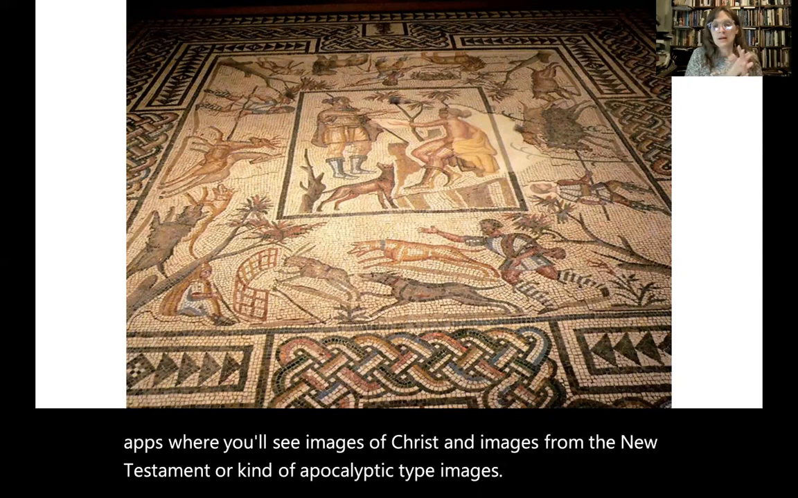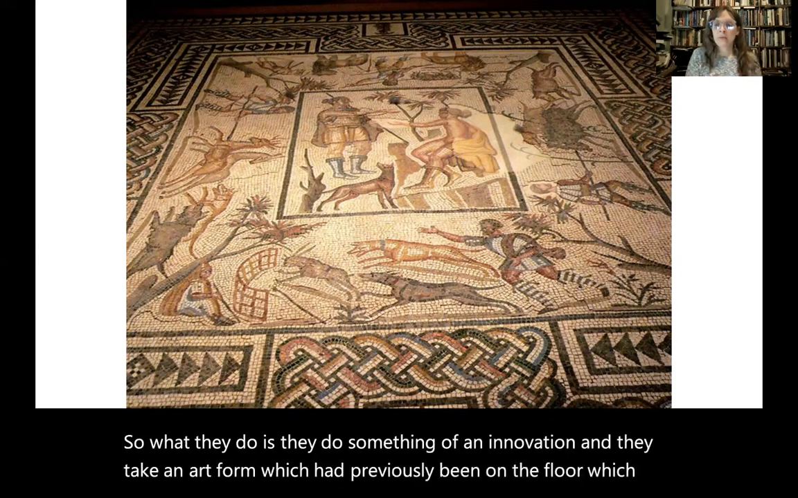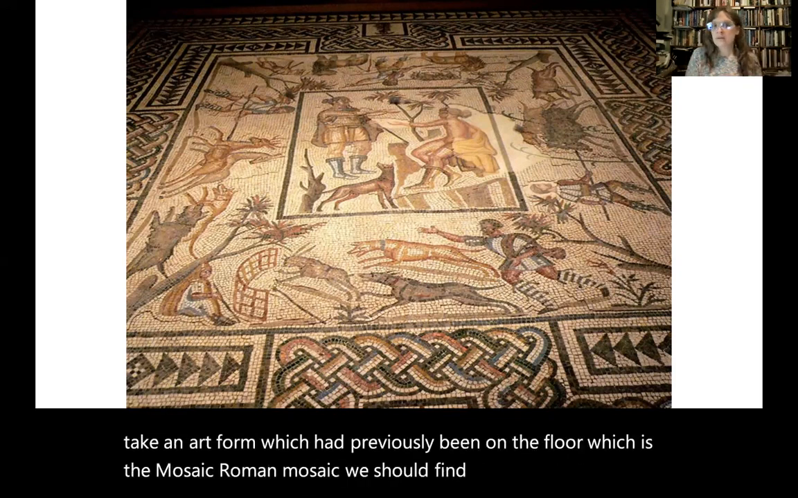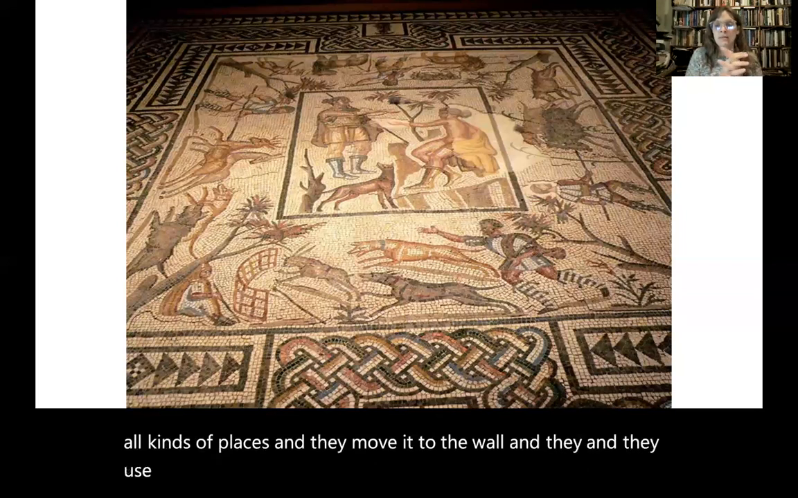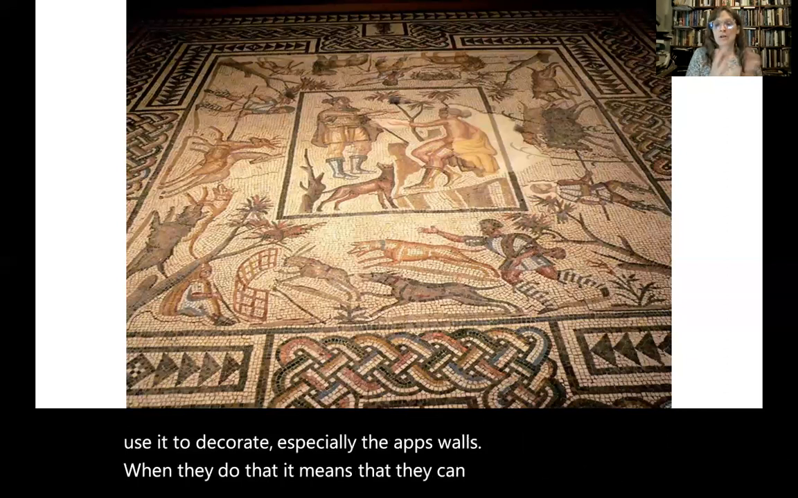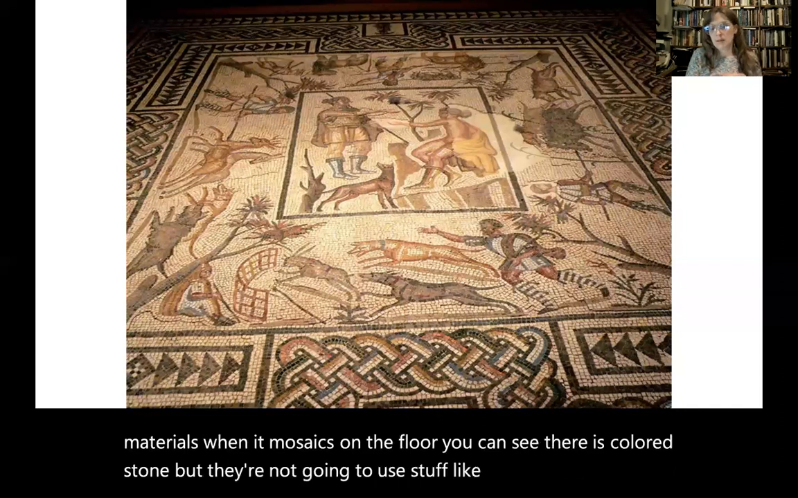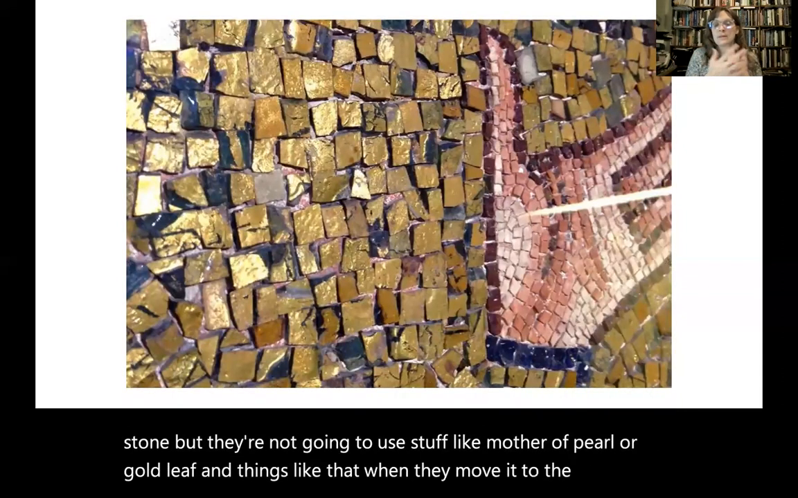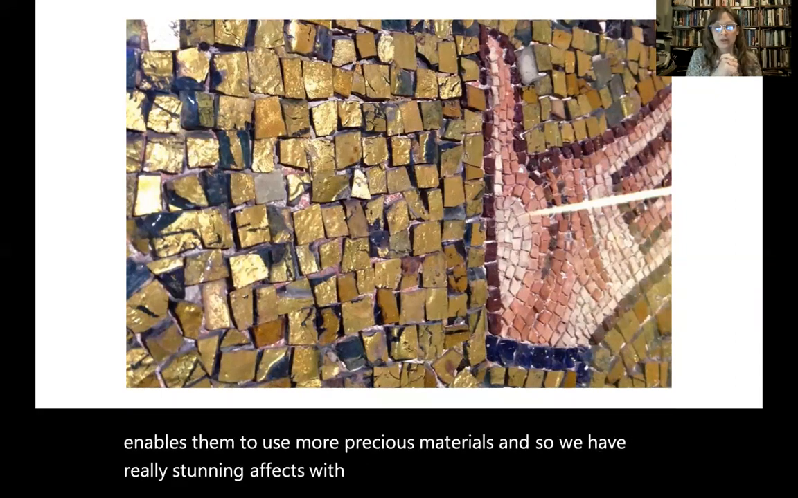So what they do is something of an innovation, and they take an art form which had previously been on the floor, which is the mosaic, the Roman mosaic, which you find in baths and houses and all kinds of places. And they move it to the wall, and they use it to decorate, especially the apse walls. And when they do that, it means that they can use more precious materials. When a mosaic's on the floor, you can see there is colored stone, but they're not going to use stuff like mother of pearl or gold leaf. When they move it to the wall, because people aren't going to be walking on it, it enables them to use more precious materials. And so we have really stunning effects with reflective materials and so on.